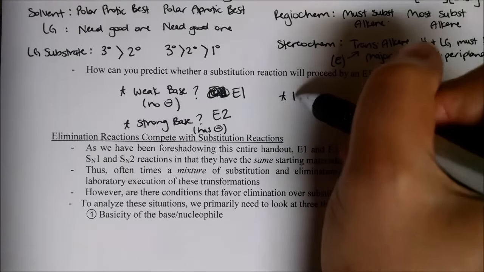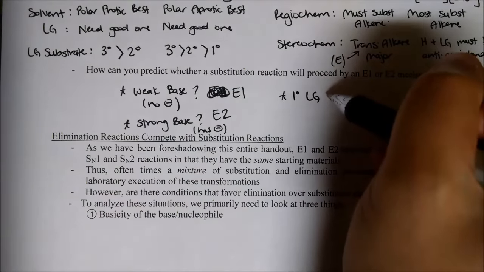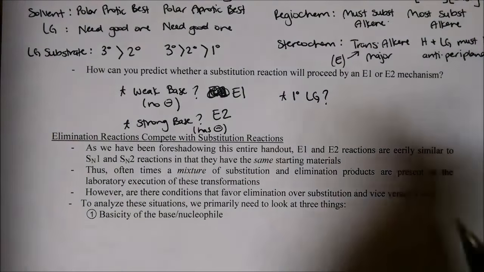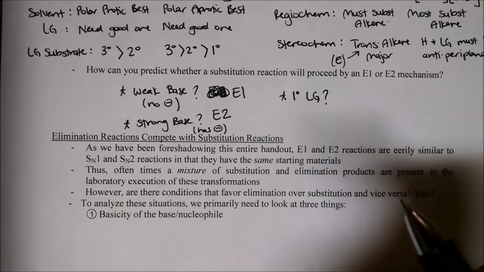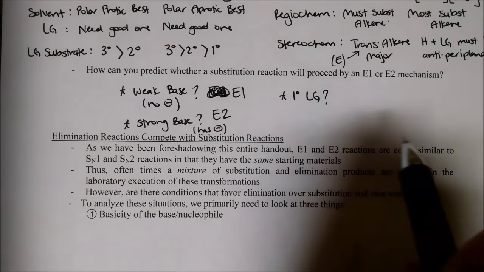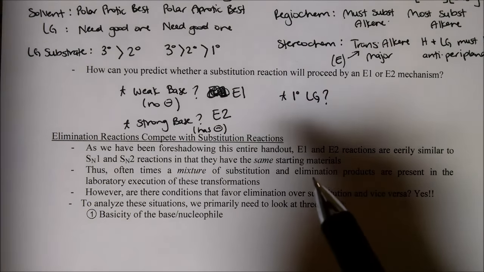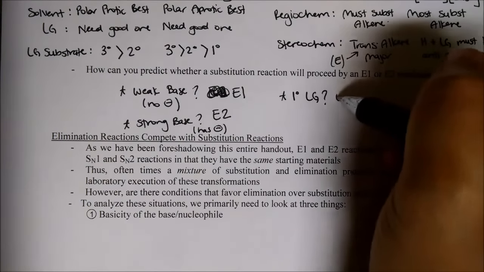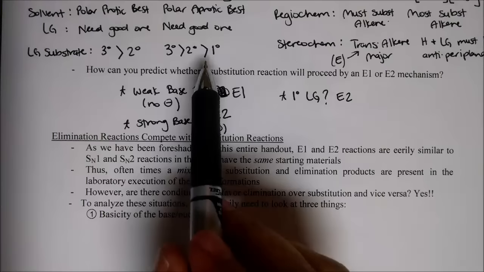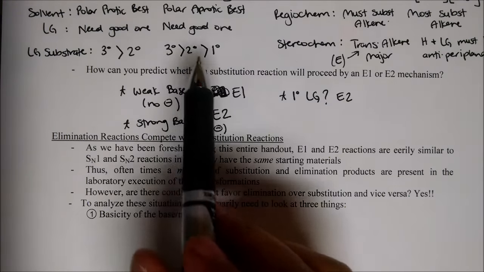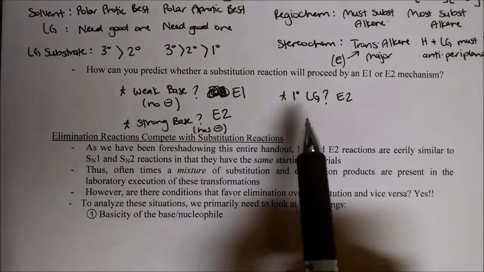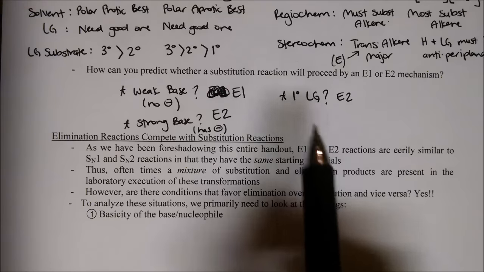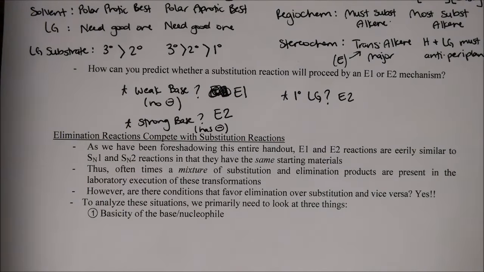What if it is a primary leaving group? Again, are we going to form a primary carbocation? The answer is no. Okay, because primary carbocations are not stable. So if it's primary, it's got to be E2. Yes, it will be slower than, say, a tertiary or a secondary, but it can only undergo E2 because we are not going to form a primary carbocation.